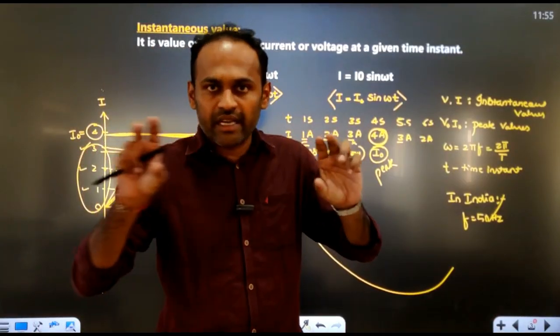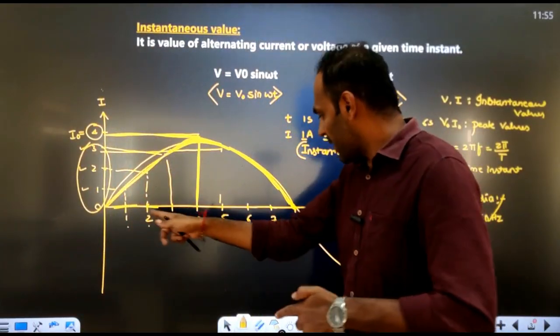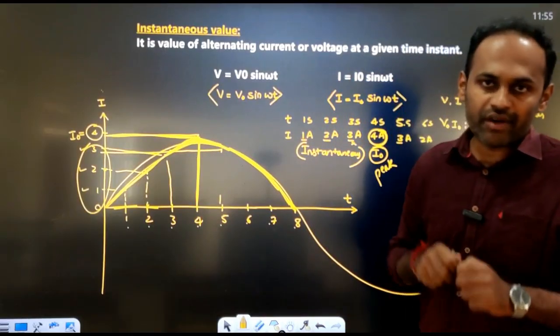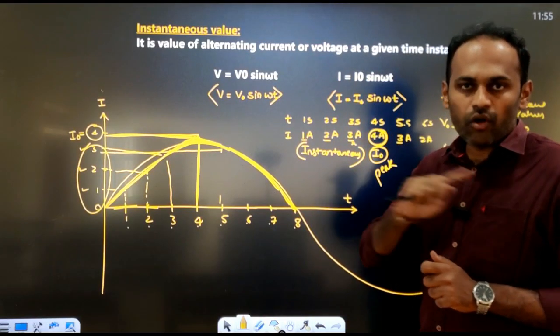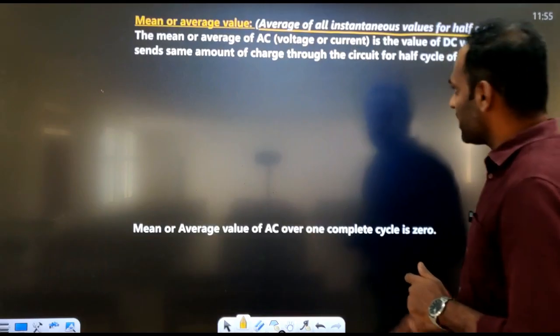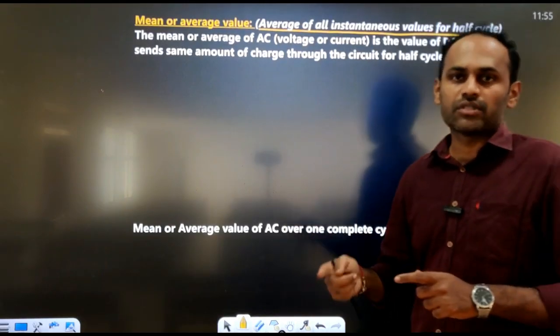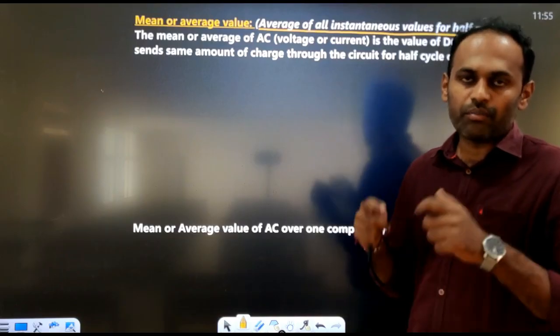If you add all these instantaneous values and divide by 8, you will get the average or mean value. Adding all the instantaneous values and dividing by the number of instants or number of values will give you the average value or mean value.